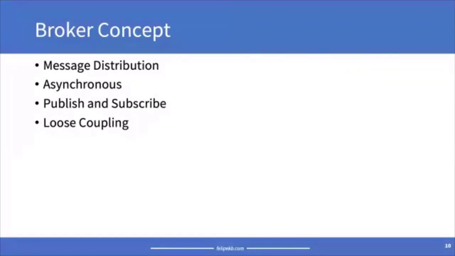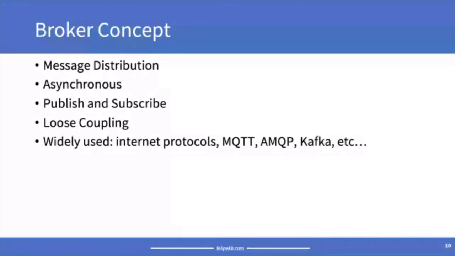For this reason it also provides loose coupling, so the modules depend on the data and not on other modules. The kind of data must be a constant between these modules. It's widely used on the internet, not the internet protocol, but AMQP, Kafka, and others. There are a lot of protocols that use this kind of pattern.